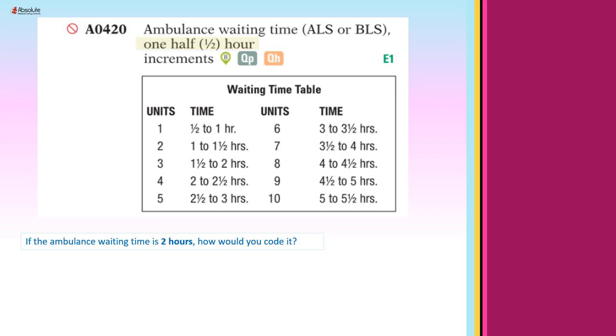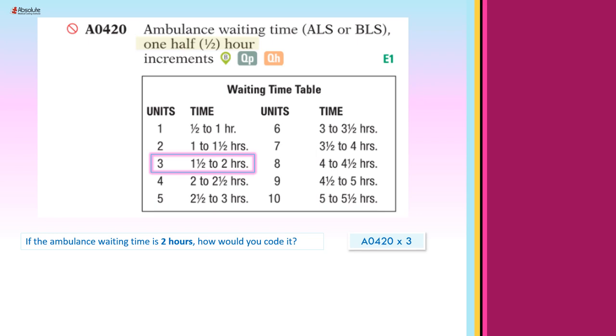Go ahead, share your answer in the chat, coders. I want to see what you got using this waiting time table. And if you said for an ambulance waiting time of 2 hours, then you will be using code A0420 times 3. That would be correct. Again, the unit for code A0420 is per 30 minutes. So for 2 hours, we are here at this time range of one and a half hour to 2 hours, and that would be 3 units.